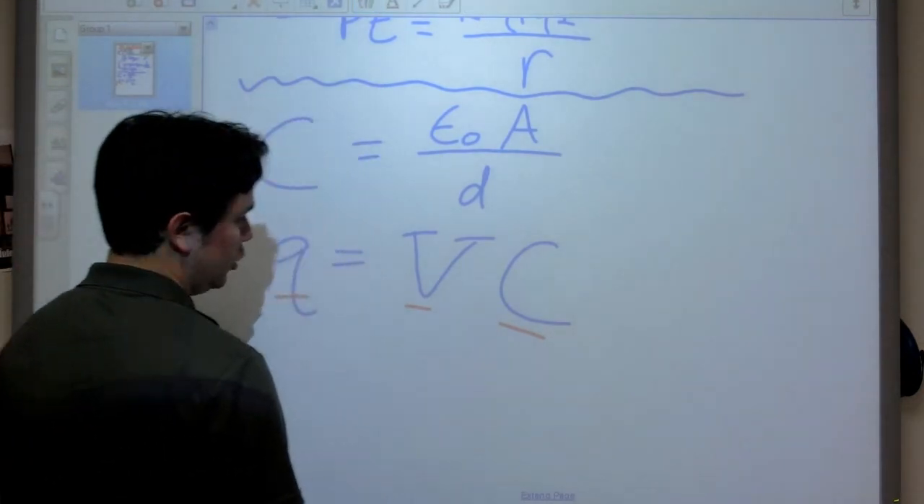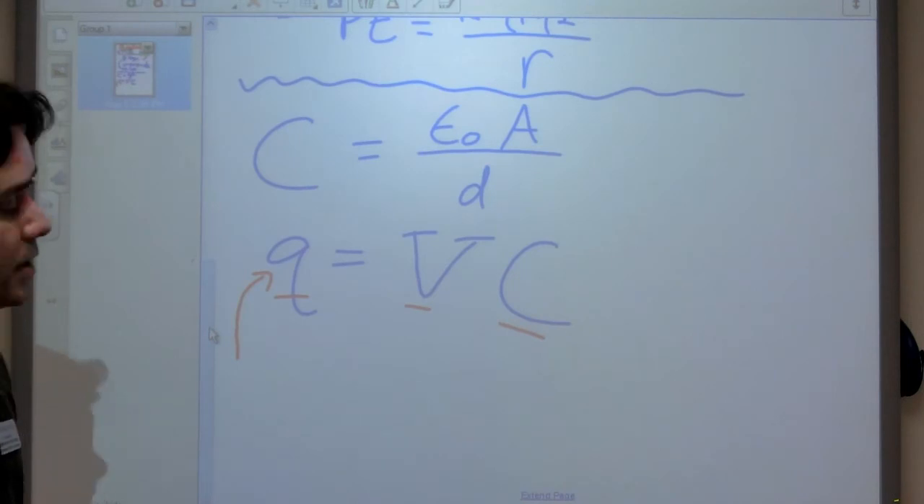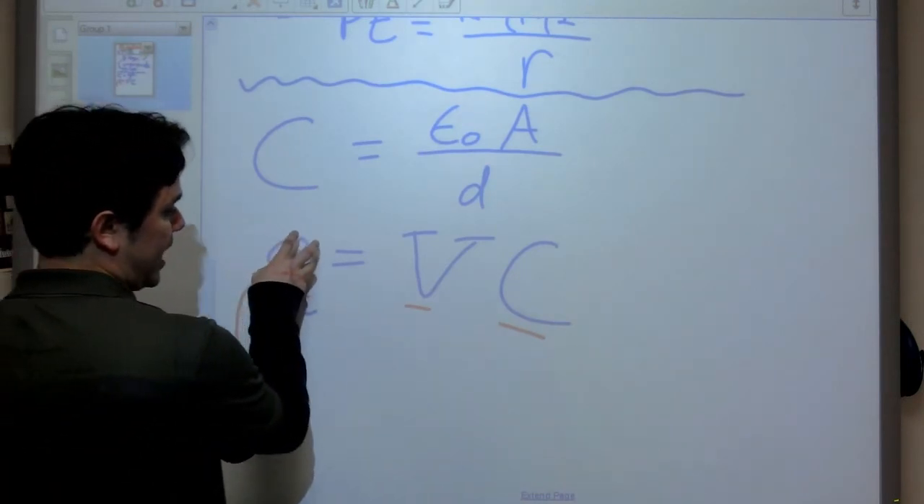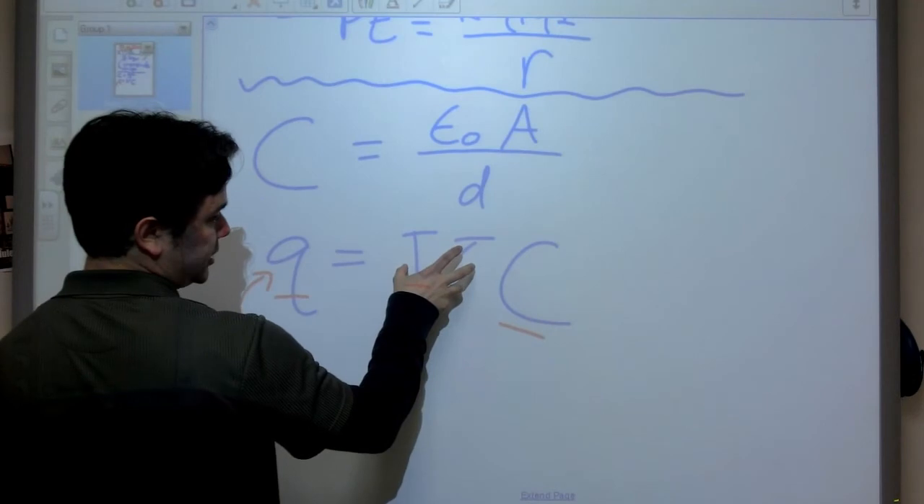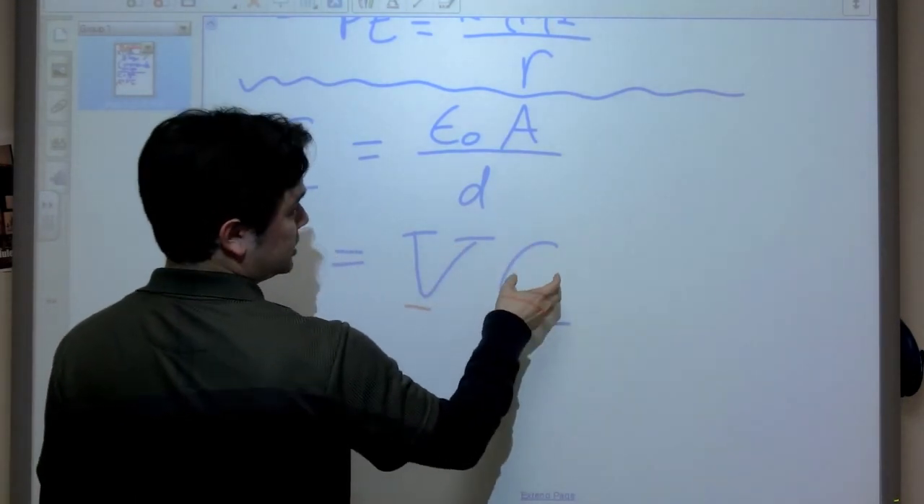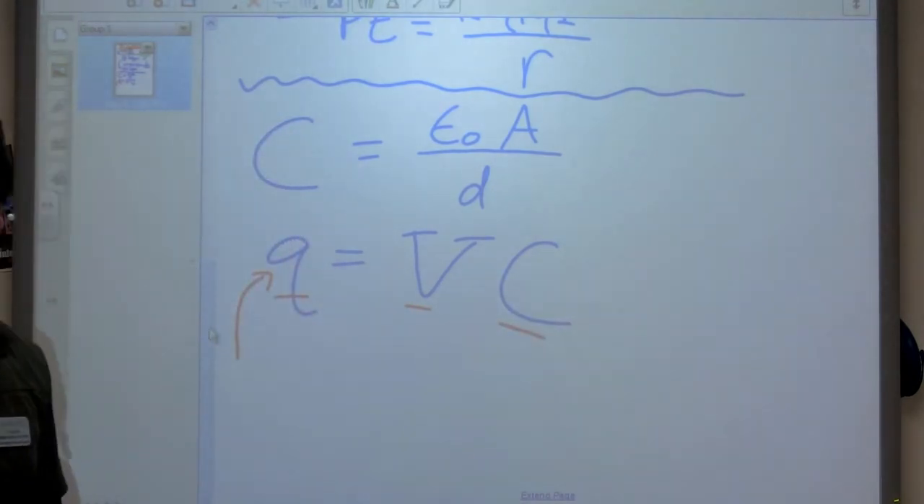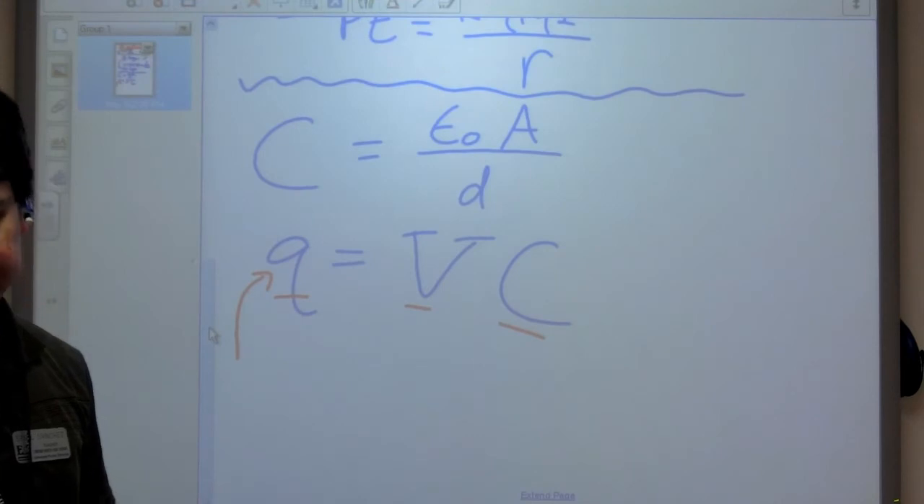QVC. Q equals VC. All right, so that's a pretty useful relationship. This relates the charge on a capacitor to the voltage across the capacitor when it's hooked up in a circuit, or even when it's disconnected from a circuit, as long as it's charged, and the capacitance, the total amount that it can actually hold there.